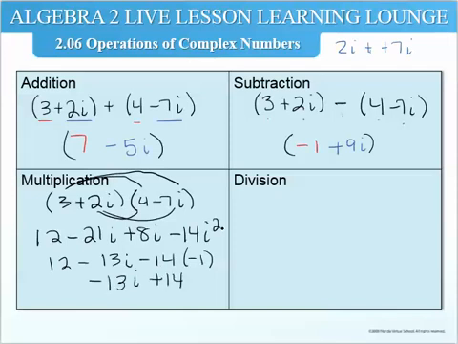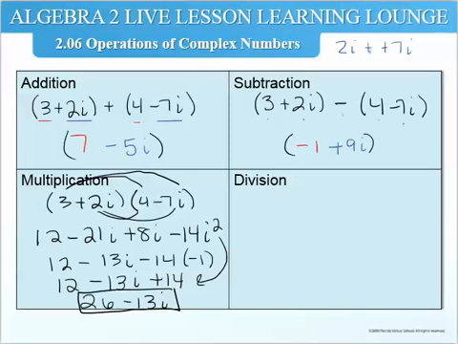So some students automatically jump from negative 14i squared to positive 14 because we predict that change. 12 combined with 14 is 26, and then minus 13i, and there's our product.